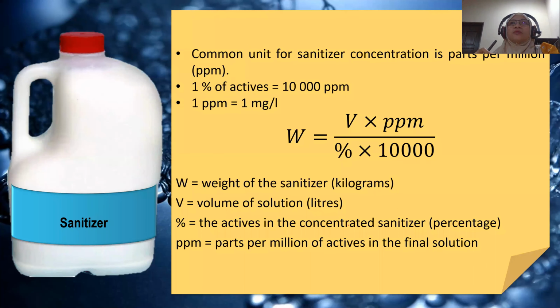Okay. So now let's look at sanitizer. The common unit for sanitizer concentration is parts per million, ppm.